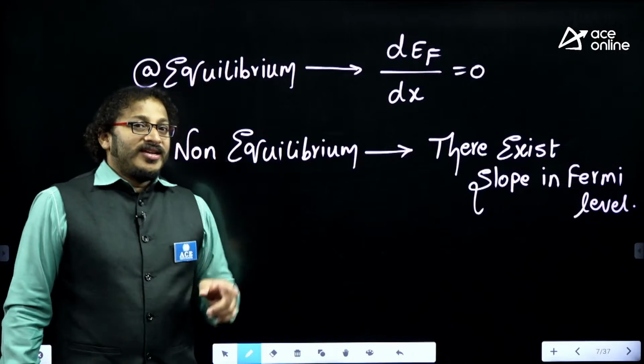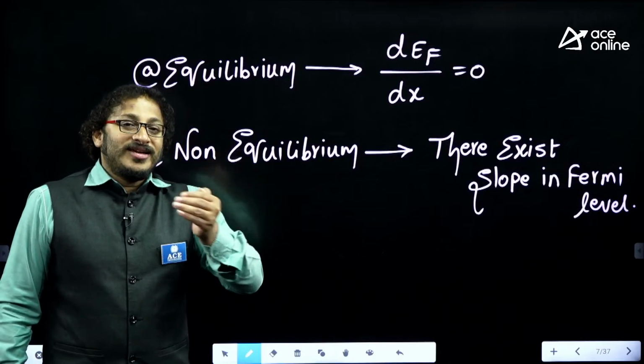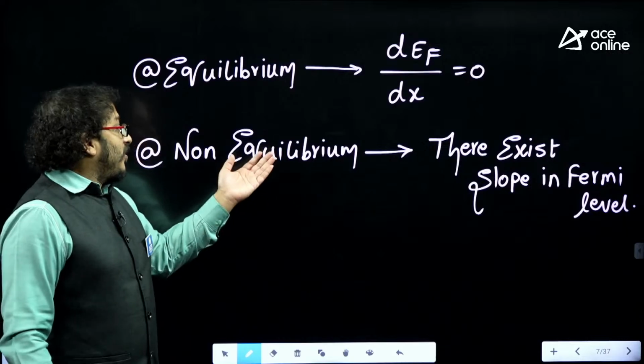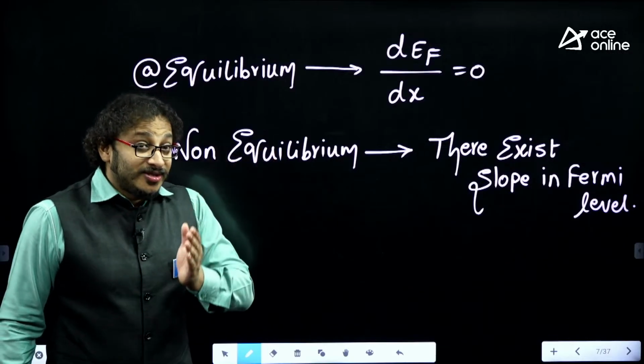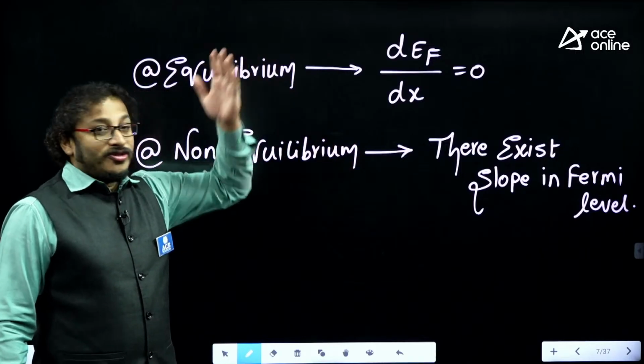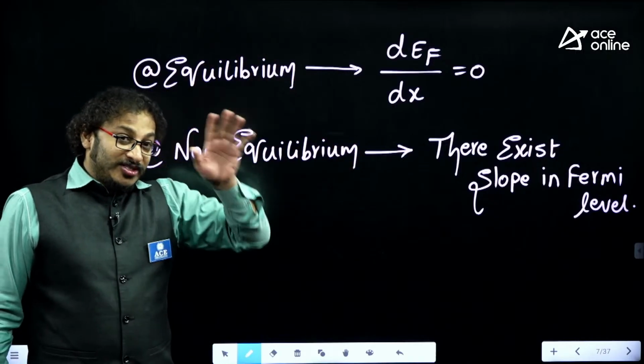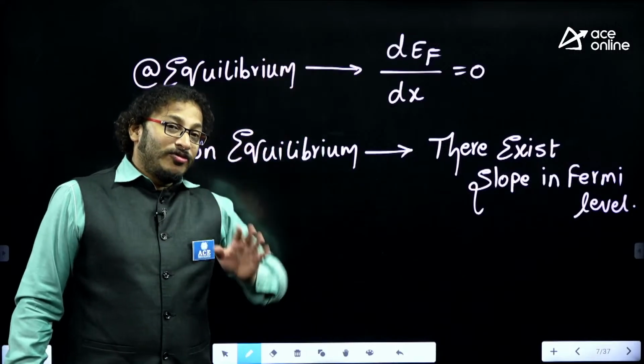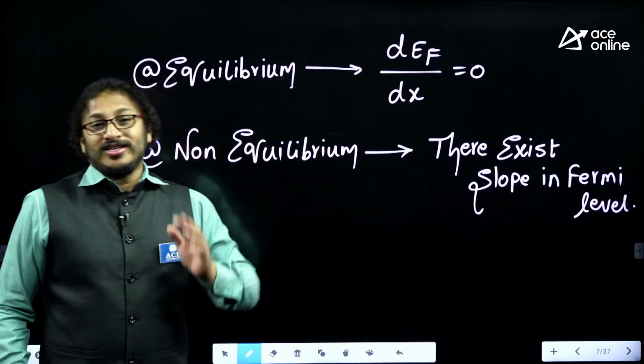If electric field is there, there exists a slope in EC, EI, EV. If non-equilibrium exists, there exists a slope in the Fermi energy level. If equilibrium is there, slope in the Fermi level is 0. If electric field is not there, slope in the energy itself is equal to 0. It may be EC, EI, or EV.